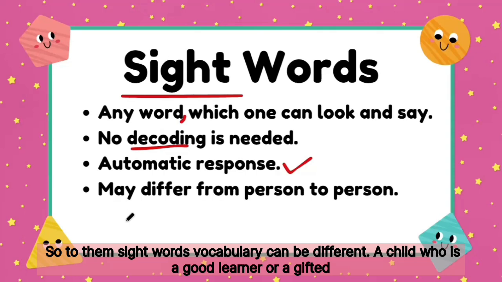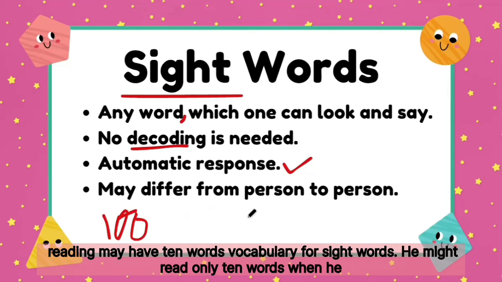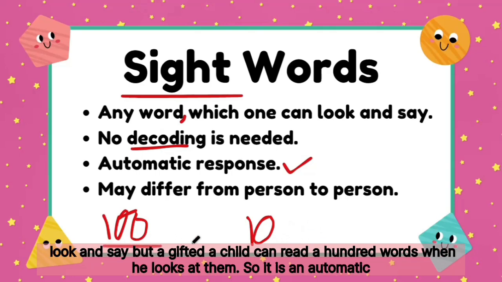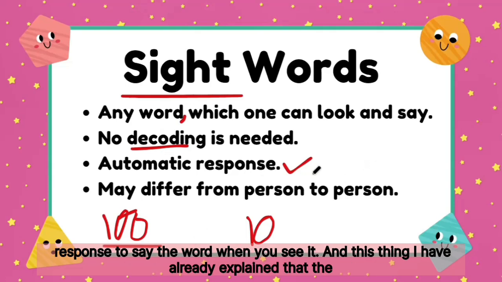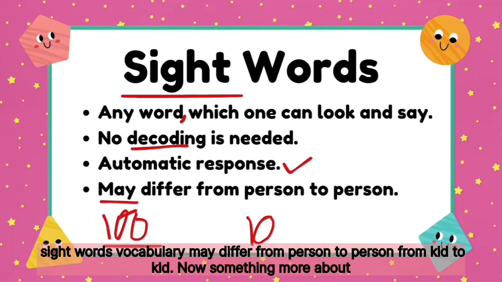A child who is a good learner or a gifted child might have a vocabulary of 100 sight words, and a child who is struggling with reading may have a vocabulary of 10 sight words. He might read only 10 words when he looks and says, but a gifted child can read 100 words when he looks at them, right? So it is an automatic response to say the word when you see it. And I have already explained that the sight word vocabulary may differ from kid to kid.